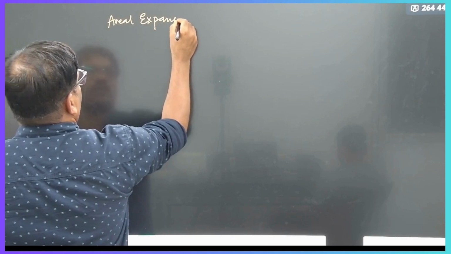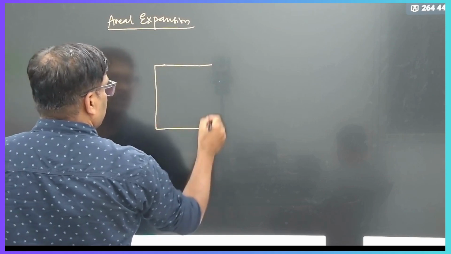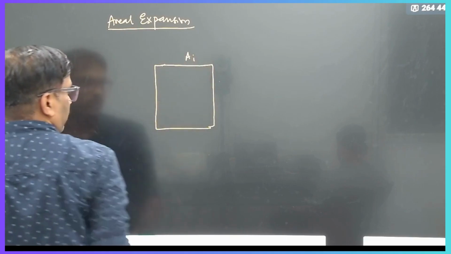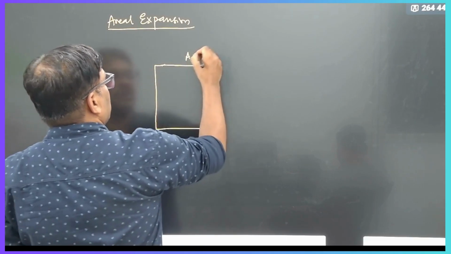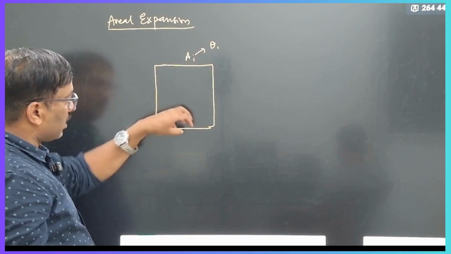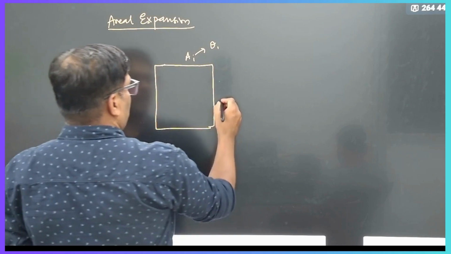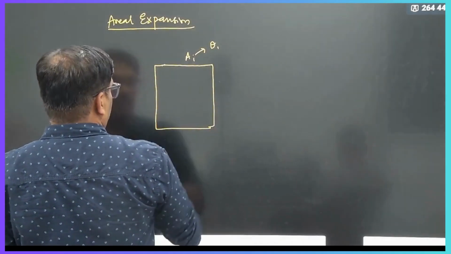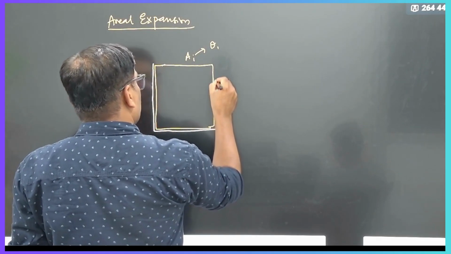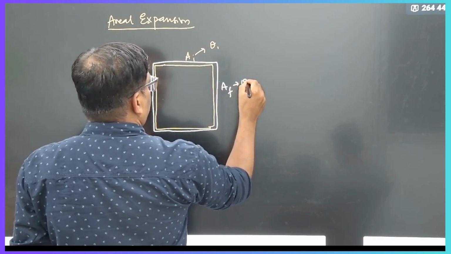So similarly, what is areal expansion now? Take a solid sheet with an initial area, at temperature theta 1. Now the temperature is increased, what will happen? Along the lengthwise and along the breadthwise, it increases. Therefore the area also increases, so the final area is A final at theta 2.